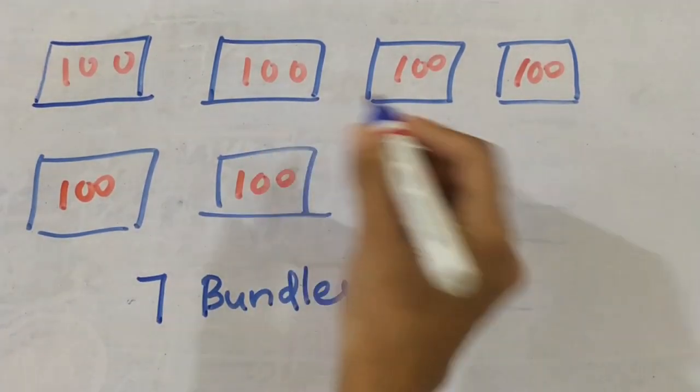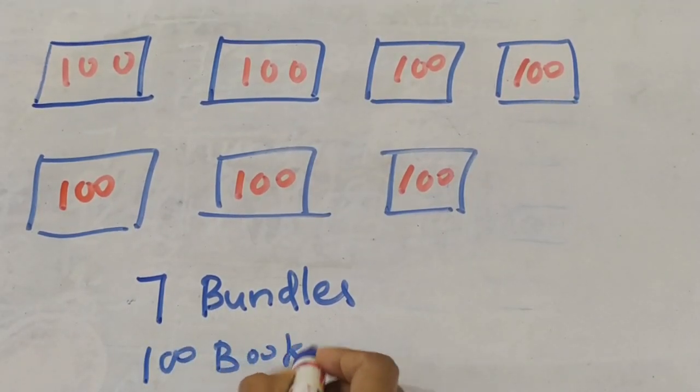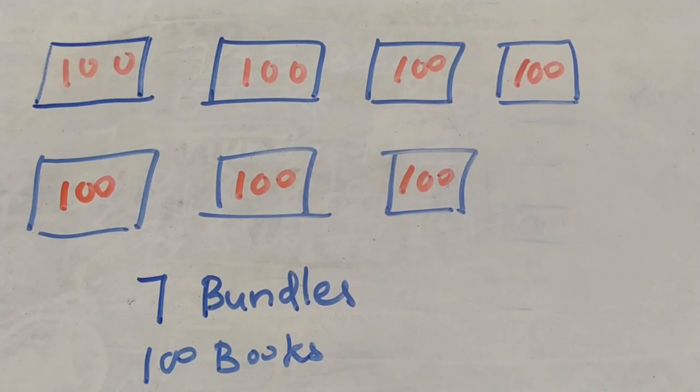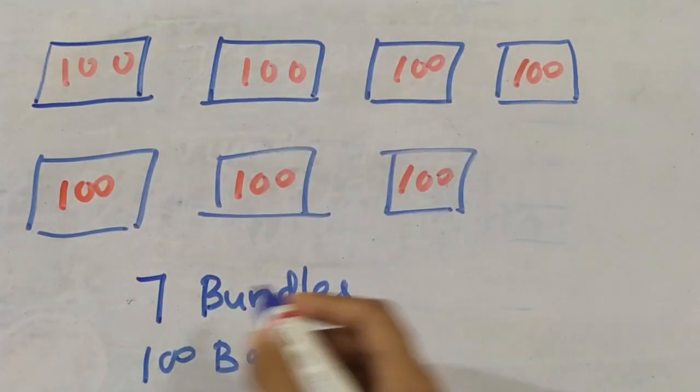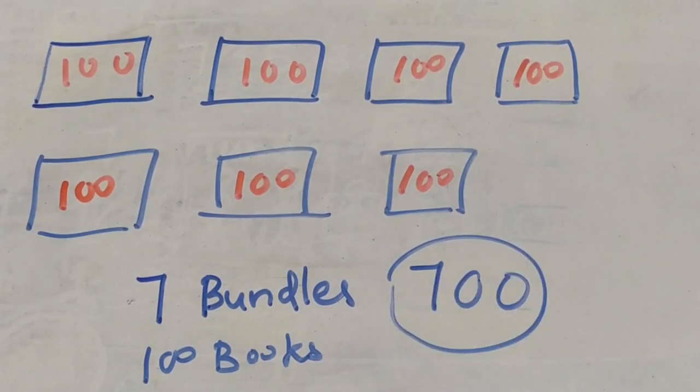In each bundle there are 100 books. So total how many books? 700 books are there in total.